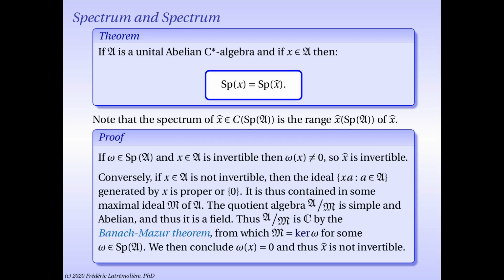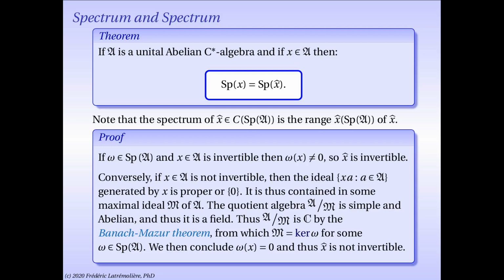But since this is true for every character, that is for every point in my space, I have that the Gelfand transform of x, when evaluated at every character, is never 0. That exactly tells me that the Gelfand transform of x is invertible indeed.